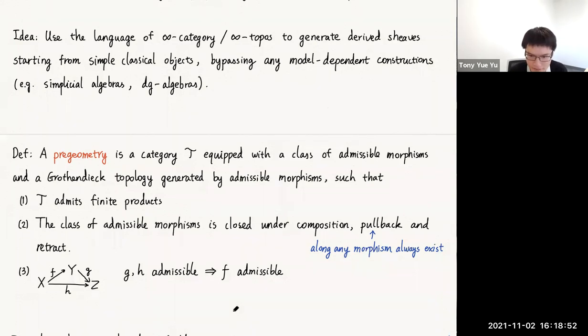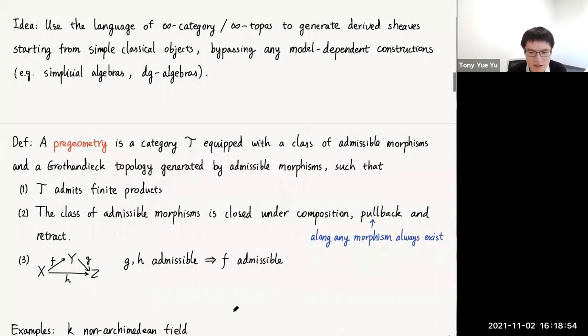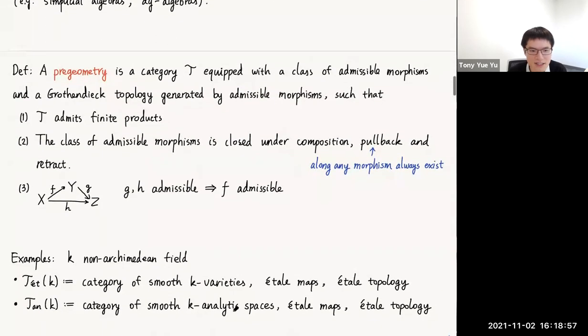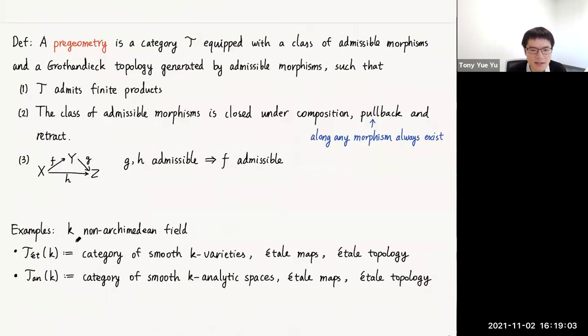And here are the examples that are relevant for our purposes. We fix K, any non-Archimedean field, which can be of any characteristic. And we consider first T étale K, a pregeometry T étale K.